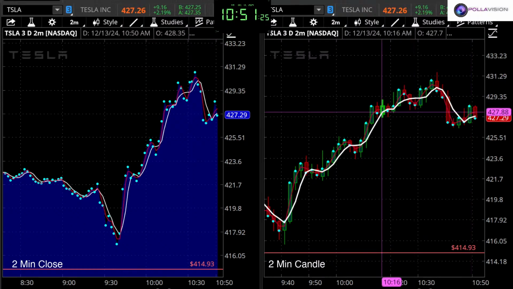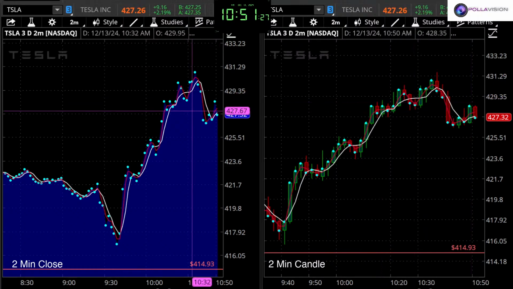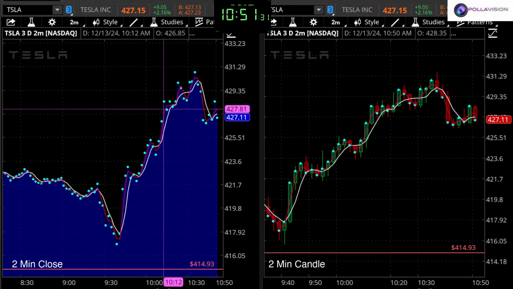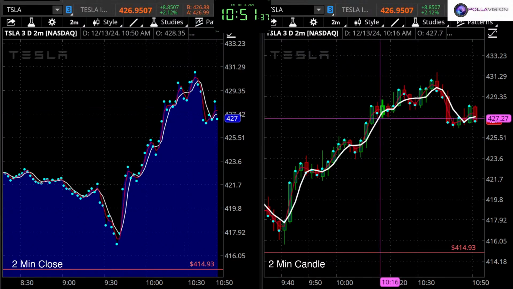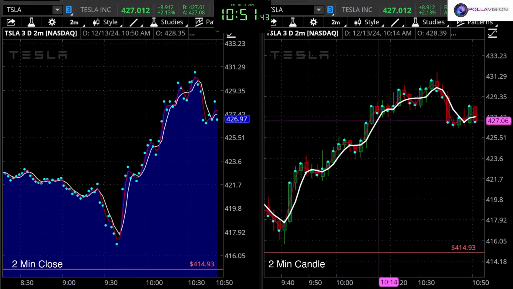Okay, shorter, this is the 2 minute. This is harder to trade. There's a lot of things moving. So look at the 4 simple moving average. It's going down. Here, you can see the simple moving average is going sideways.